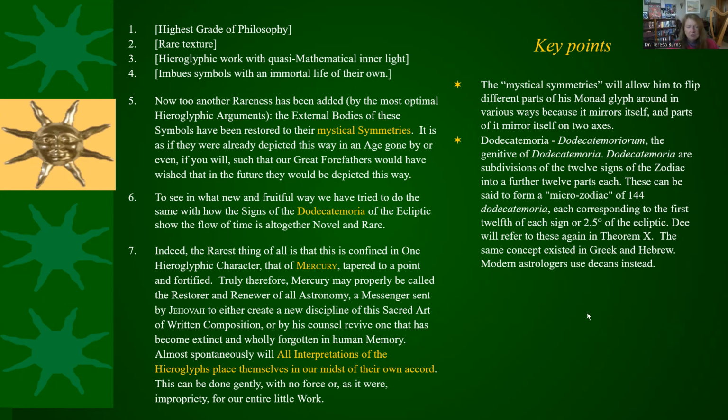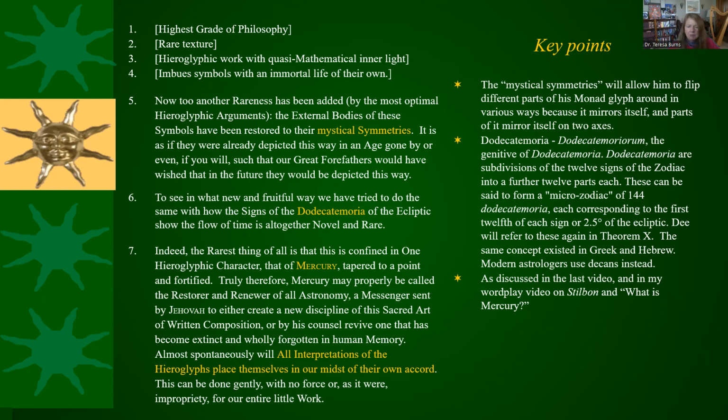Let's continue on here. He's going to talk about Mercury. Now, I talked about this in the last video, and I talked about it in my wordplay video below about Stilbon and what is Mercury. You're going to have that same thing here with the sharp, pointy Mercury. So he says, indeed, the rarest thing of all is that this is confined in one hieroglyphic character, that of Mercury, tapered to a point and fortified.